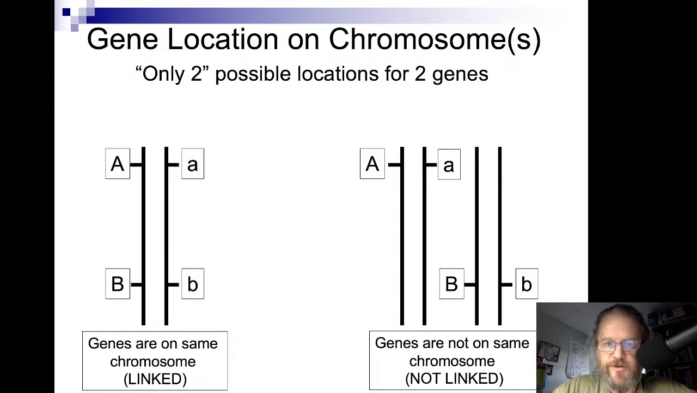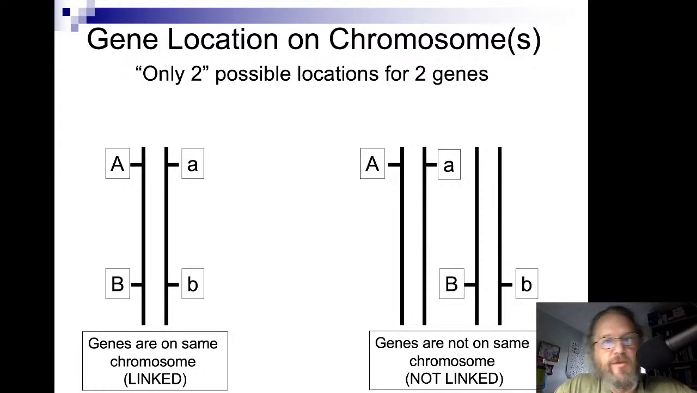Okay? It's really that basic. The next level, of course, is to say, well, if they're on the same chromosome, how close together are they on the same chromosome? But that's not the major distinction. The distinction is, if you've got two genes, what are the possible locations in the genome? They're either on the same chromosome or they're not.